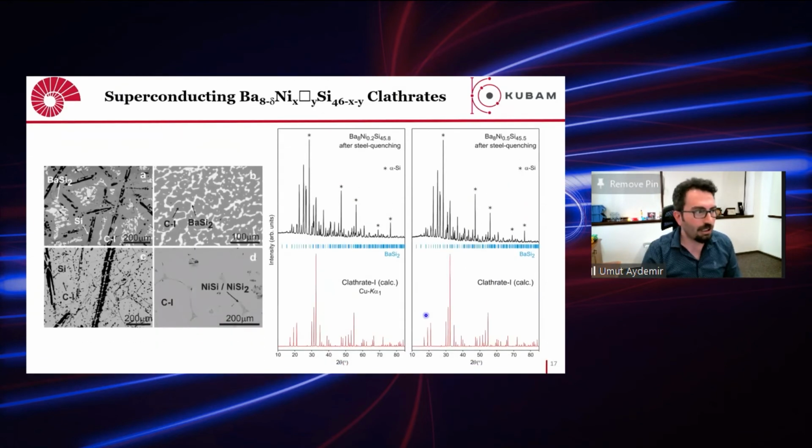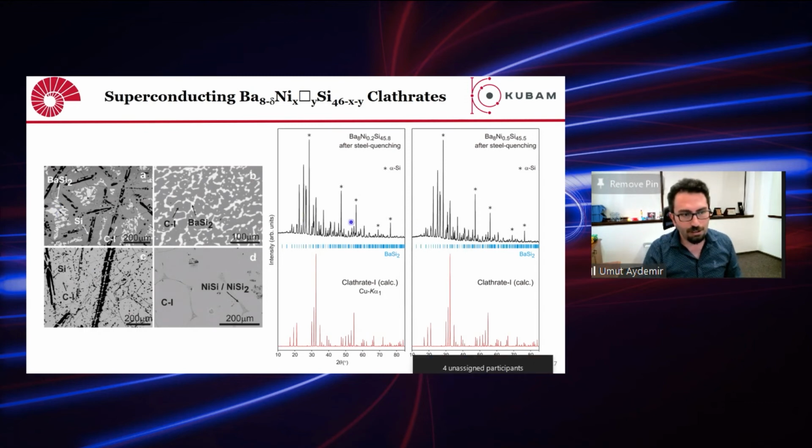Now, if you look at the microstructure, these are based on the nickel content. Here we have the lowest nickel content, and here we have the highest nickel content. In the lowest one, besides the clathrate phase, which is shown in this gray area, we also see silicon and also barium silicide, for example, in the white range.